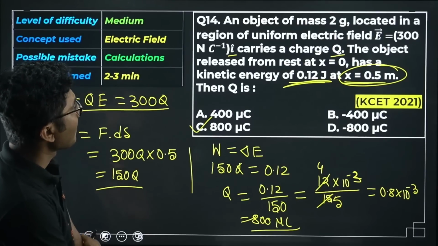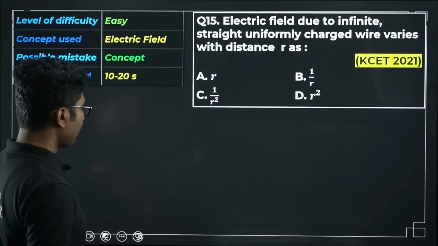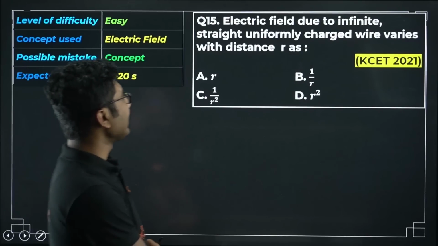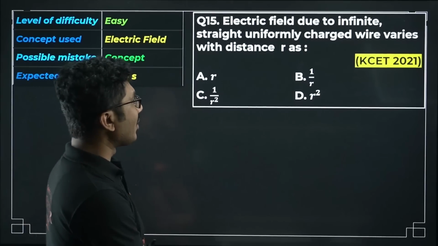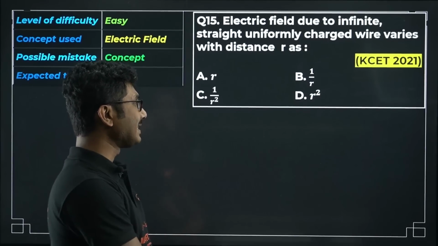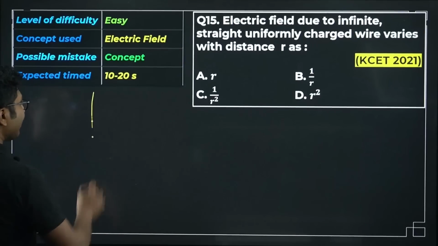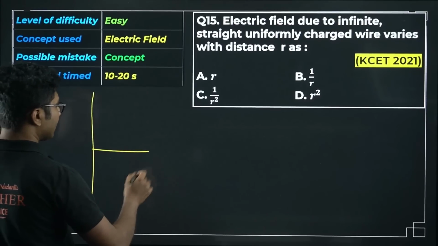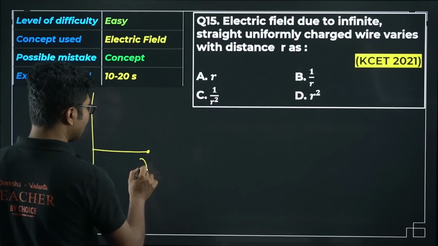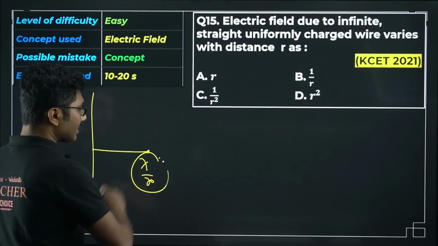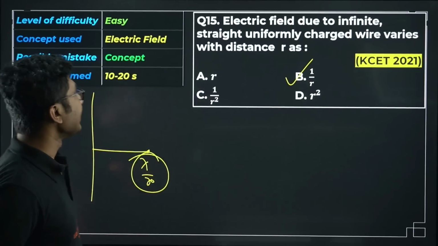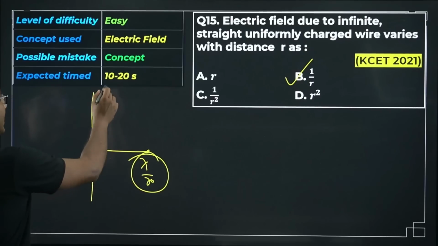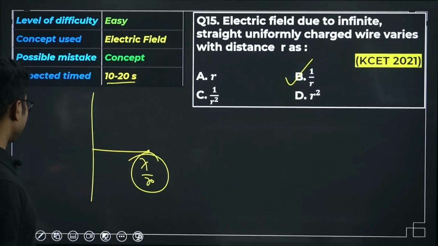Next, electric field due to infinite straight uniformly charged wire varies with distance r as. So this is a very easy question. Electric field due to a straight wire varies with lambda by r, so it is inversely proportional to the distance, so it is 1 by r. So B is basically 1 by r. Even 10 seconds is more for this question.